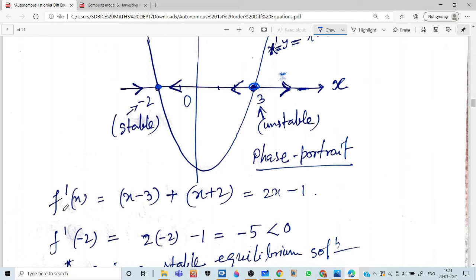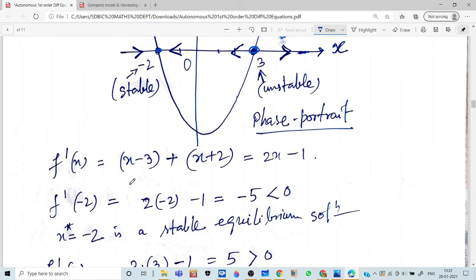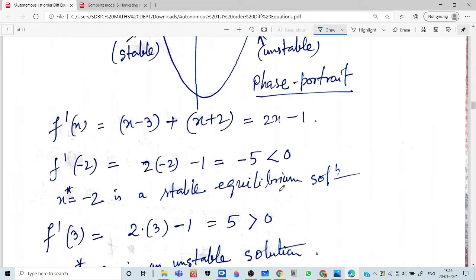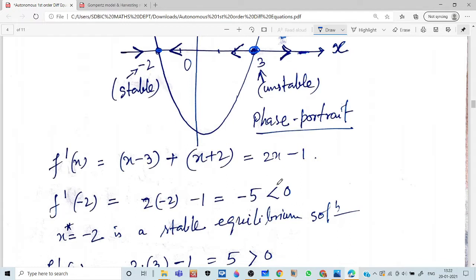Here find f'(x), the derivative with respect to x, not t, of f(x). Here f equals x squared minus x minus 6, so f'(x) equals 2x minus 1. So find f' at the equilibrium and critical point -2. This is equal to -5, which is less than 0. So by the theorem, when the derivative of f at the point -2 is negative, it is a stable equilibrium solution.